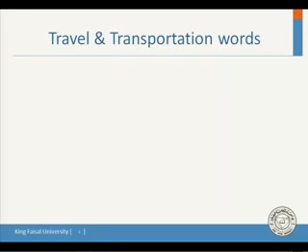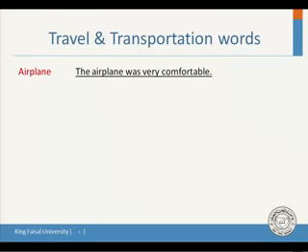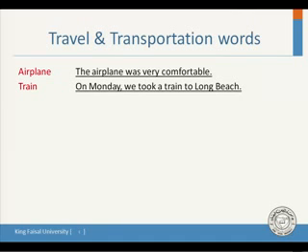Let's start with the travel, transport, and transportation words, the vocabulary that we use. For example, airplane. Look at the sentence. The airplane was very comfortable. Another transportation means: train. On Monday we took a train to Long Beach. On Monday we took a train to Jeddah, to Abha. Okay, so we took a train.